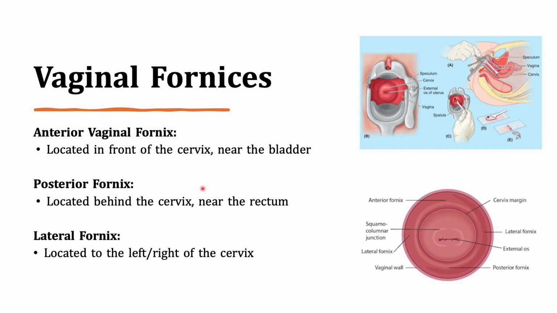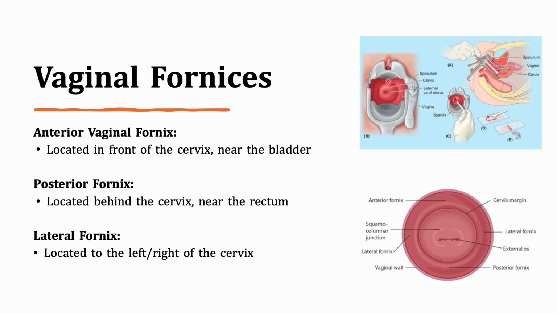So there are a couple of fornices that we need to know. Basically, this is a speculum, and when you do the speculum exam, you can see a couple of these. So this is kind of a more detailed image of what we're seeing here. So the anterior vaginal fornix is right here. It's located in front of the cervix and near the bladder. Then we have the posterior fornix, which is over here.